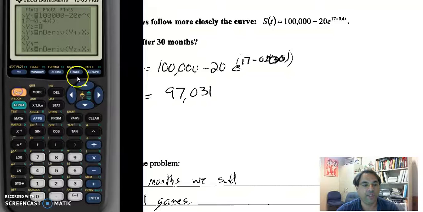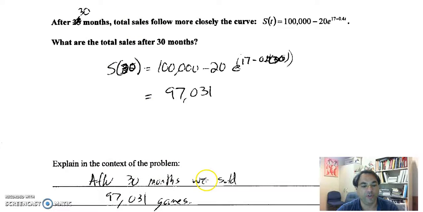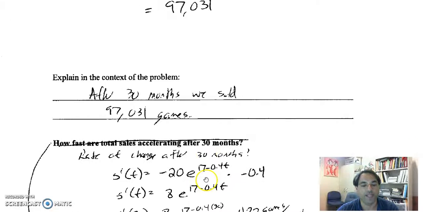So first of all, when I plug in 10, go to the table, plug in 10, make sure I type that in correctly. Go to y equals 100,000 minus 20e raised to the 17 minus 0.4t, perfect, and then I'm going to plug in 30 this time. After 30 months, we've sold 97,032 games.